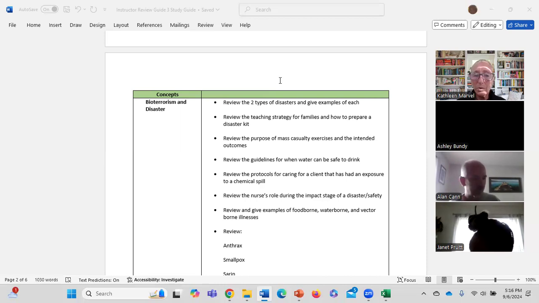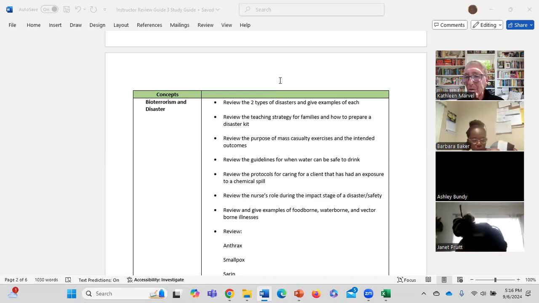What's our role as nurses during the impact? What's an impact stage? It's when it actually happens. It's to firmly give direction. In the impact stage, everybody is affected. We need to be thinking about safety, getting people to safe places. Right? That's the impact stage. Everybody goes through an impact stage.